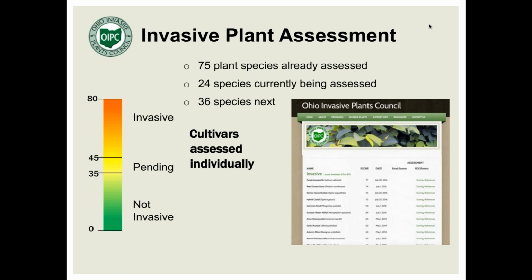We do have, this is important to mention, and this is what Dia Years and I had been talking about, one of the situations of our protocol was that cultivars were assessed individually.